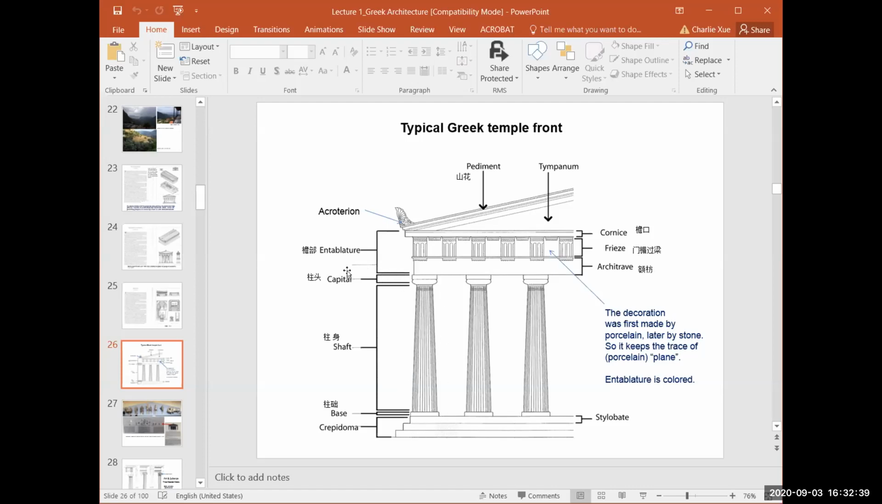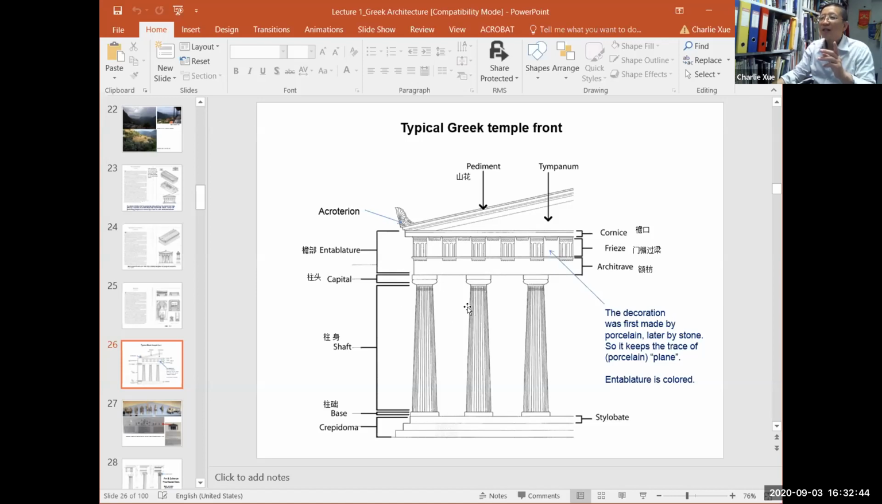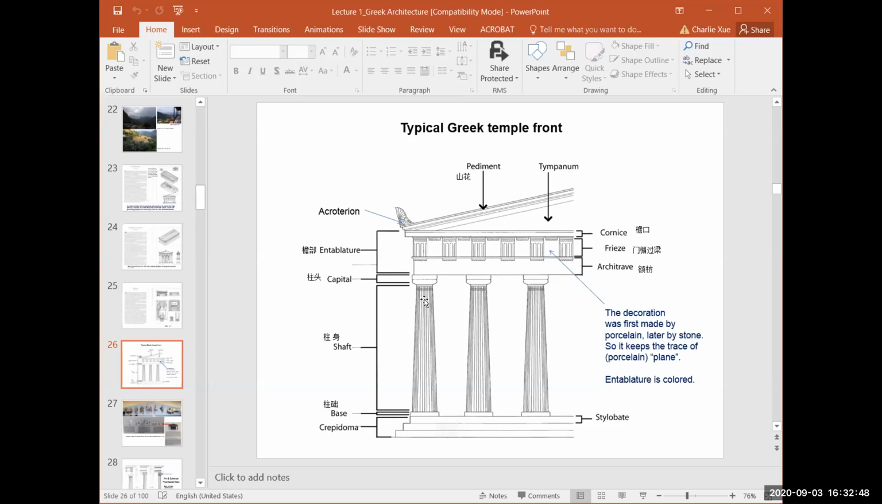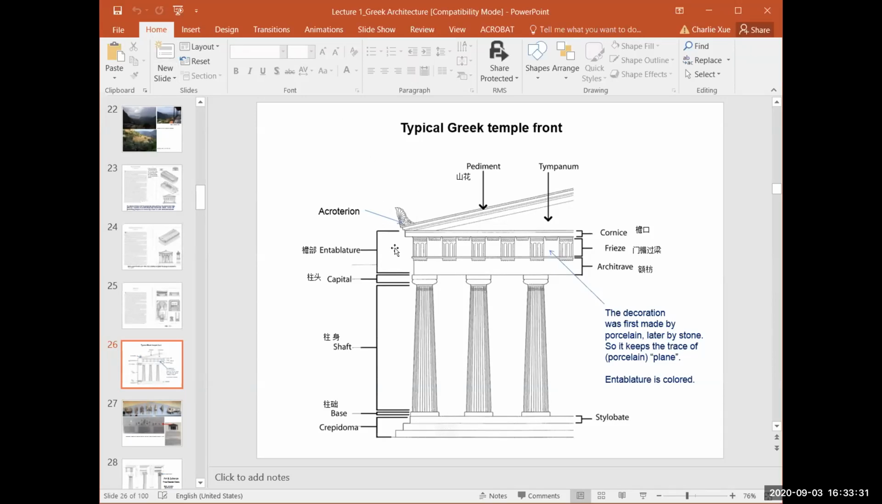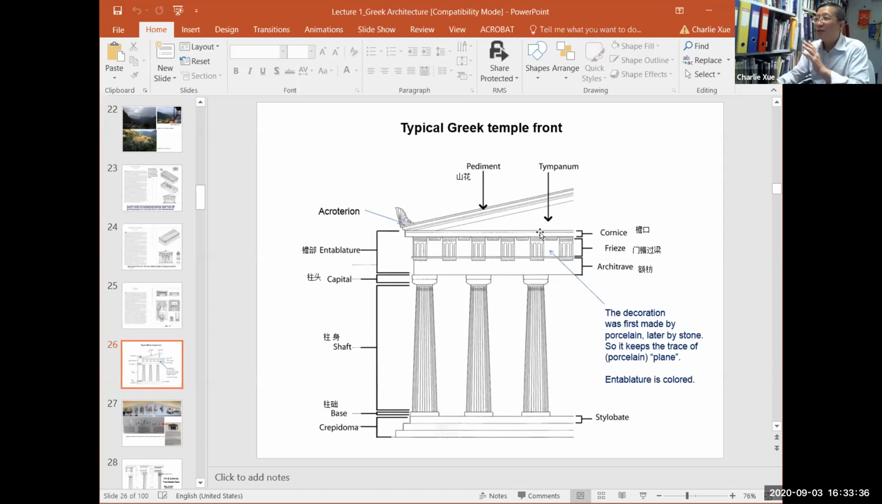For this column, there are three parts. The head part is called capital. Shaft. Base. I think for this drawing, the others are not often used. Perhaps this acroterion, you remember that. Acroterion is the decoration at the end, at the corner. I think in Chinese architecture, people also elaborate this corner because the corner is very difficult to make. So in Western architecture, there is also this acroterion. Yes, very good. You need to remember those. You should draw that, or we will draw this in our tutorial. Okay.